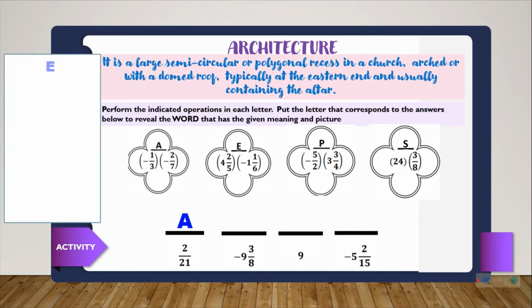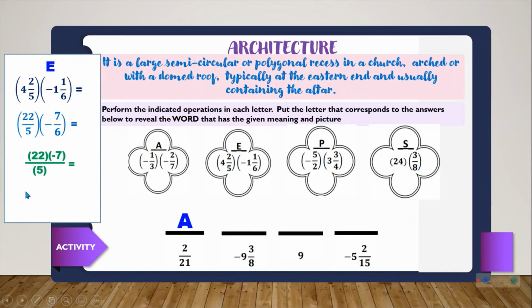Okay, next. Letter E. 4 and 2/5 times negative 1 and 1 over 6. So, we will change this into improper. 4 times 5 is 20 plus 2 is 22. Then, copy the denominator 5. Next, 1 times 6 is 6 plus 1, 7 over 6. Negative 7 over 6. So, 22 times negative 7 over 5 times 6. So, negative 7 times 22, that is negative 154. Then, over 6 times 5 is 30.